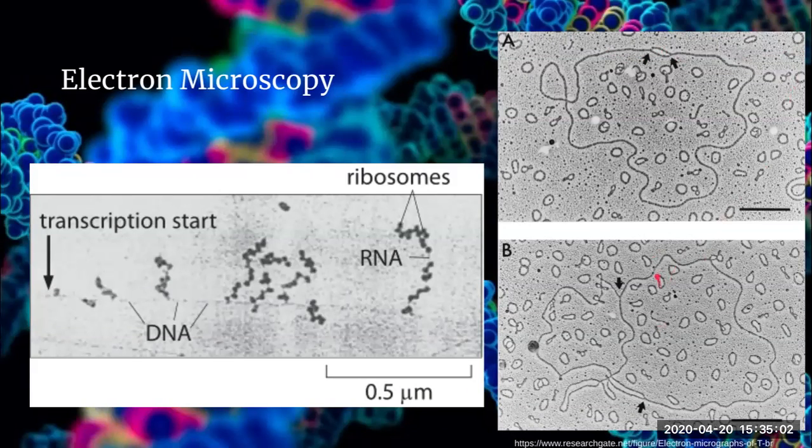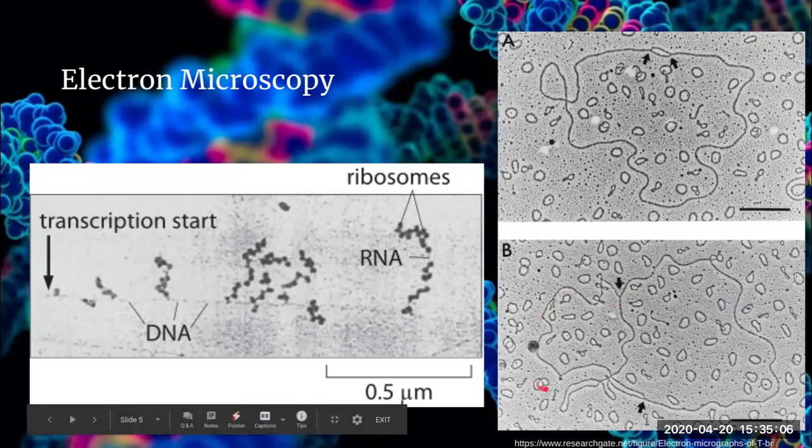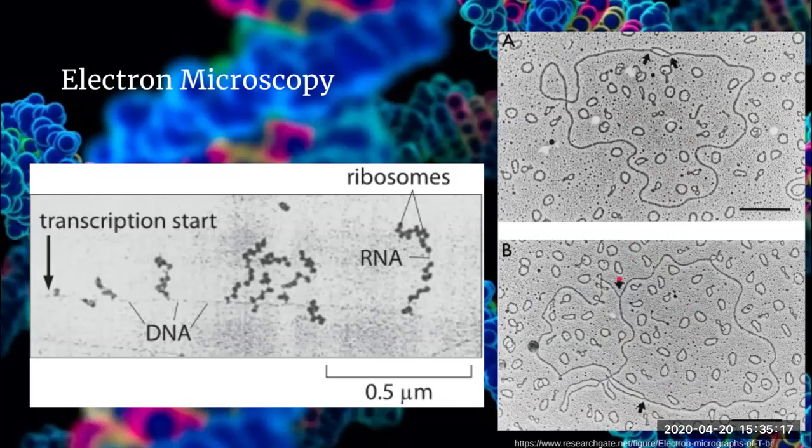And given enough time, this is what it looks like. You have two of these circles now. And with the help of some other enzymes, it'll eventually cleave those off so that you wind up with two independent, separate circles of DNA like this. And so I think that's really cool.